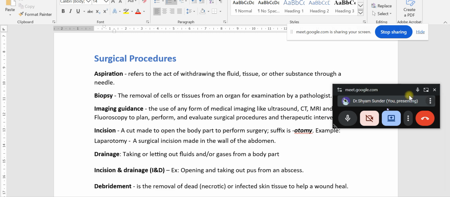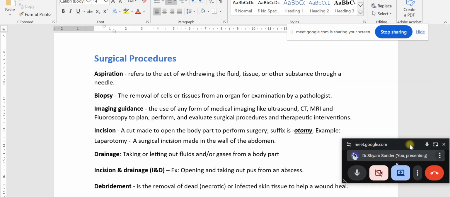Biopsy, taking out a small tissue from any organ. Imaging guidance, very important. Sometimes, if the surgeon wants to take a biopsy and the organ is deep seated, with the naked eye you cannot put the needle exactly in the same place. So you have to take the assistance of ultrasound, CT, MRI. On the monitor, that will clearly tell you where your needle is. Is your needle in the liver or somewhere else? That is imaging guidance. Very important.